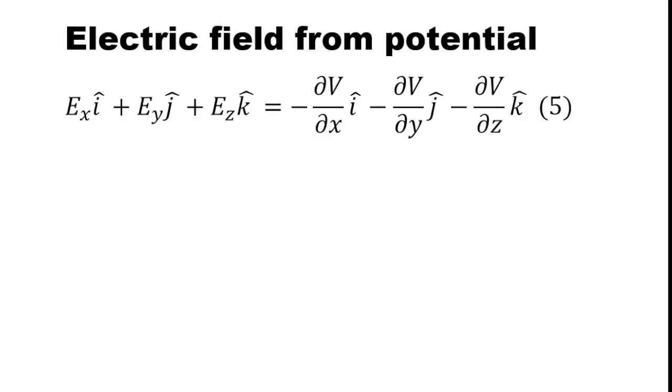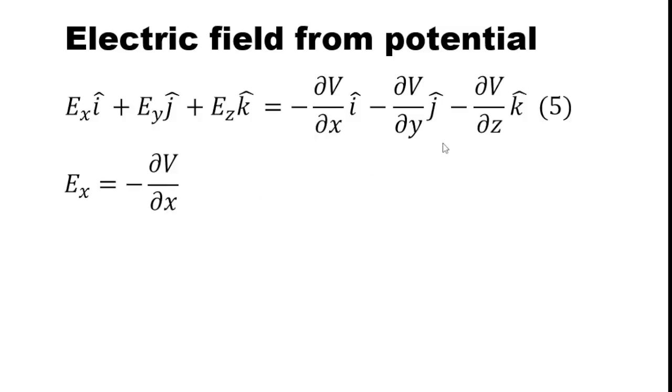On the left hand side, we have the components of electric field, but on the right hand side, we have the partial differentials of the potential function. Now we compare the coefficients of the unit vectors on both sides of equation 5 and write them separately. On comparing the i unit vector, we obtain the x component of the electric field, and it is equal to minus partial derivative of potential function with respect to x.